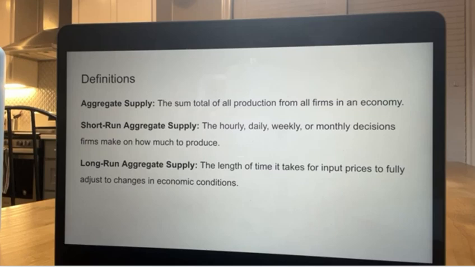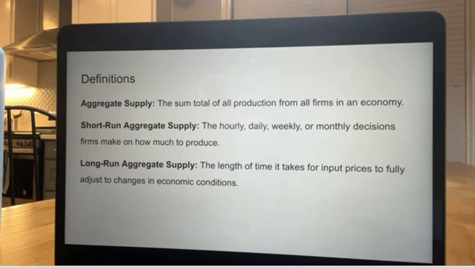So a couple definitions I want to start off with. The first one is aggregate supply. This is the sum total of all production from all firms in an economy. The second definition is short-run aggregate supply, and this is the hourly, daily, weekly, or monthly decisions that firms have to make in order to produce.